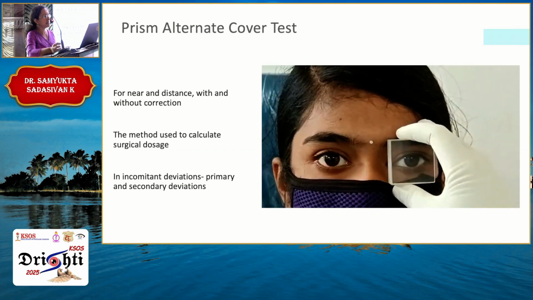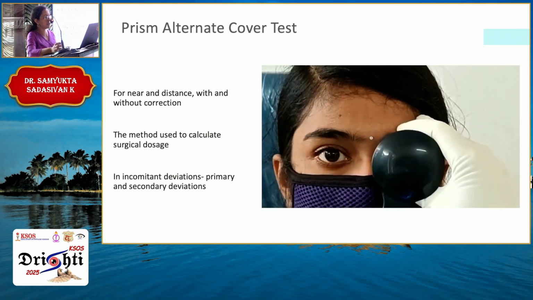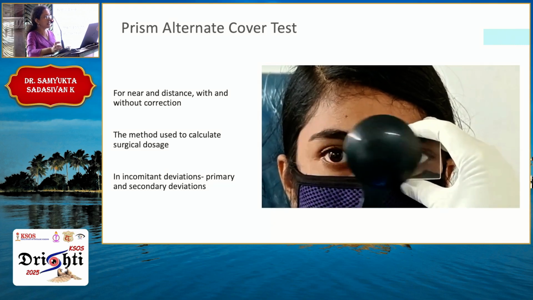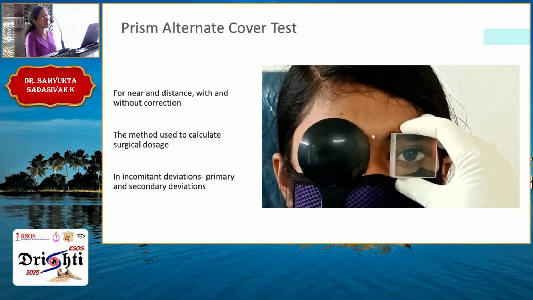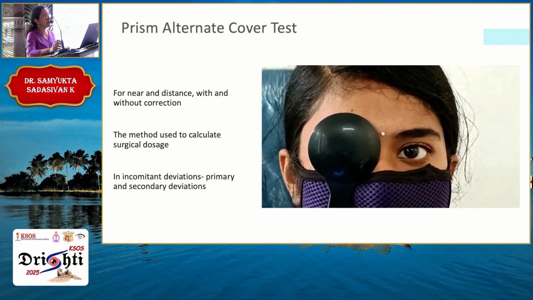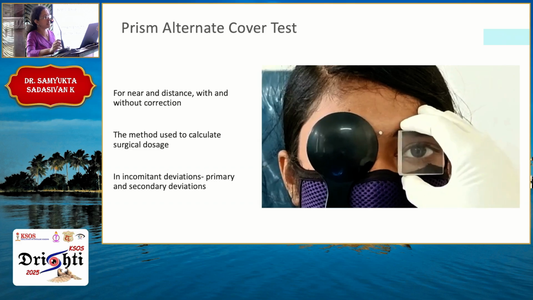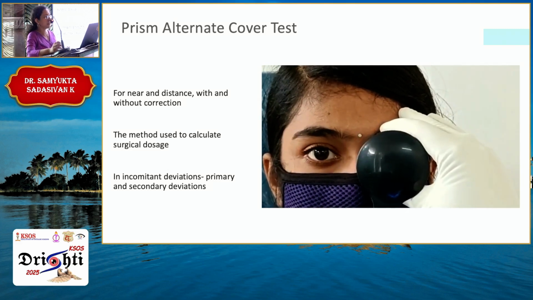Prism alternate cover test is the ultimate method which we resort to, to calculate the surgical dosage. It has to be done for near and distance, in the anomalous head posture as well as in the forced corrected head posture. And when it comes to a comitant deviation, it is alright to place the prism in front of either eye and perform the prism alternate cover test.